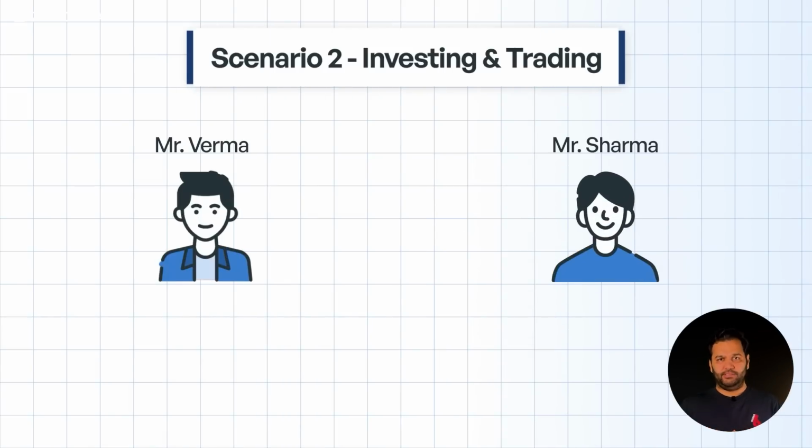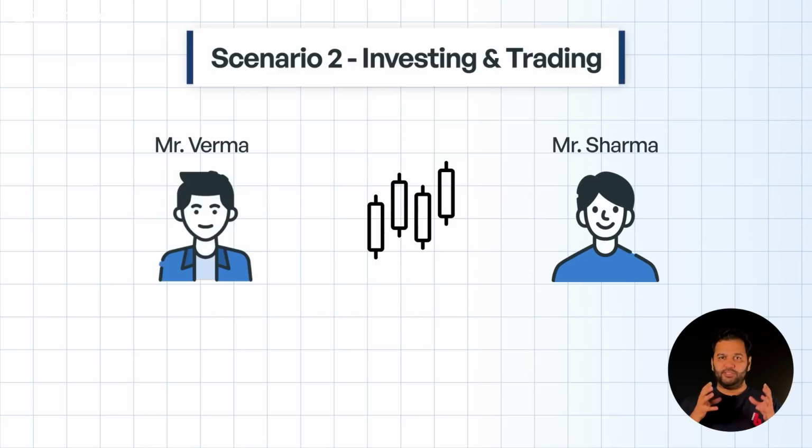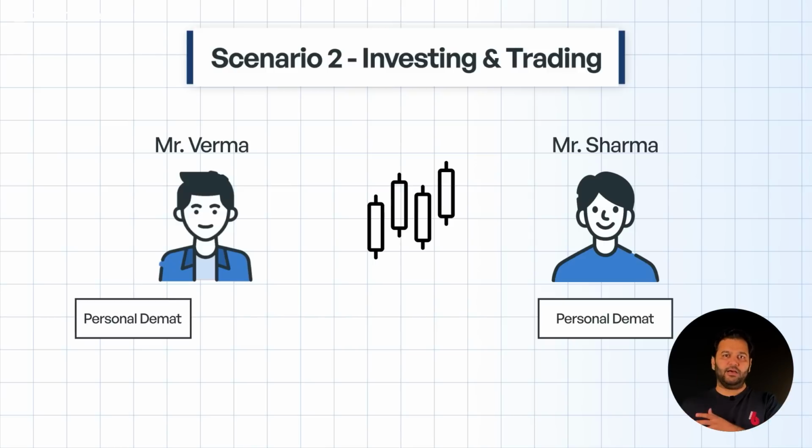Mr. Sharma and Mr. Verma are really good friends. Both of them invest the same amount of money in the same stocks. The only difference is that Mr. Sharma invests the entire capital from his personal Demat account, while Mr. Verma invests half his capital from his own account and the other half from his HUF's Demat account.